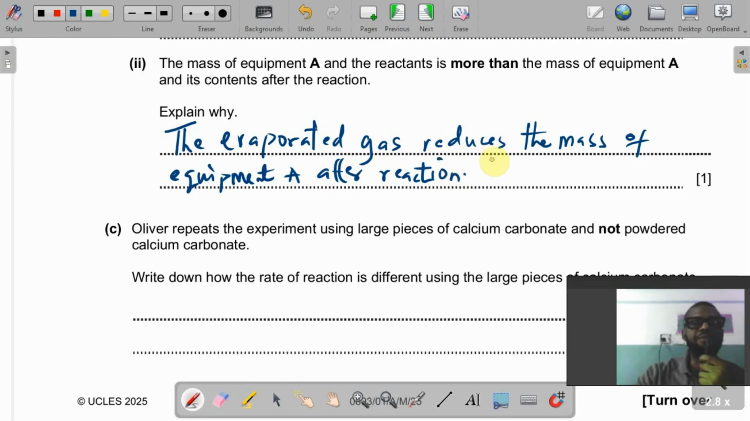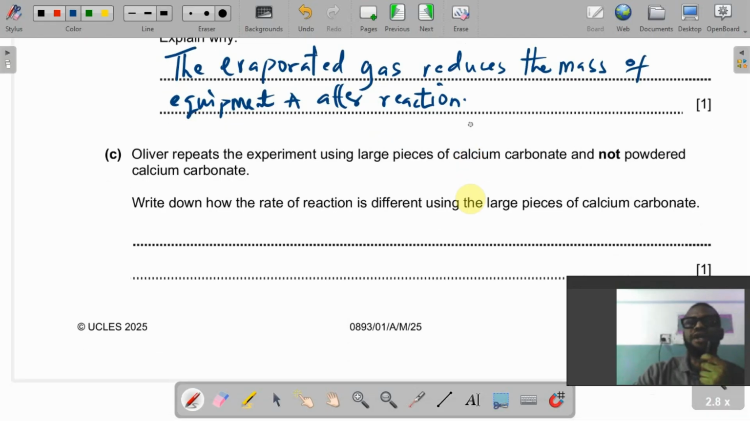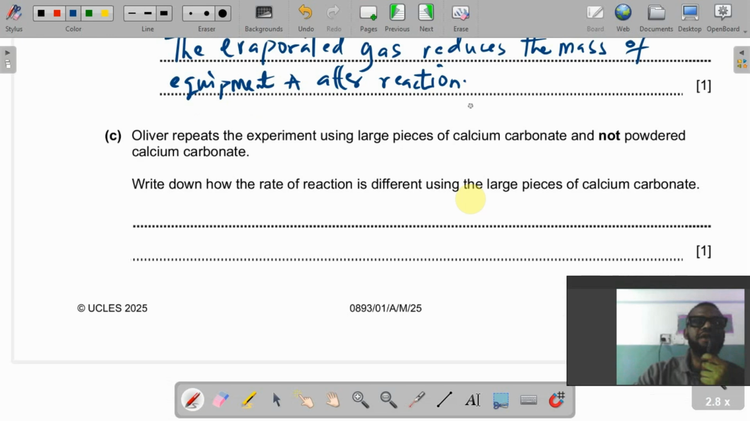That's good. Oliver repeats the experiment using large pieces of calcium carbonate and not powder. Write down how the rate of reaction is different using large pieces. The rate of reaction is reduced, not increased, because I'm using a large piece of calcium carbonate.